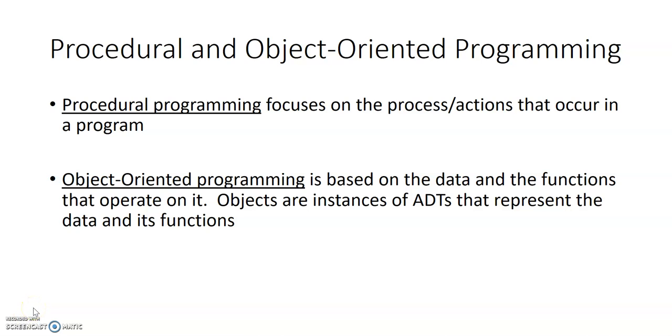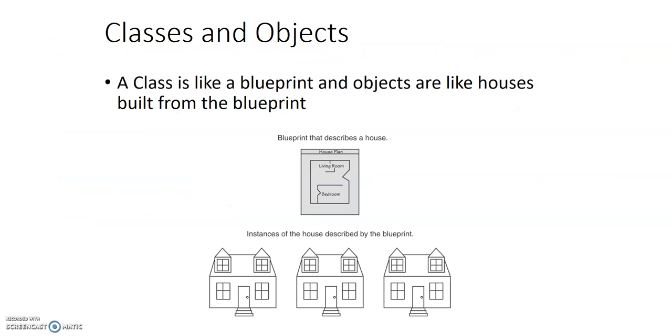So procedural programming, which is what we really did in the early days, really focuses on the process and the actions that occur within the program. Object-oriented programming is based on data and the functions that operate on them. Objects are instances of ADTs, that's advanced data types, that represent data and its functions. And so our arrays are a form of advanced data type, but objects and some of the other things we learn in AP computer science are even further advanced data types.